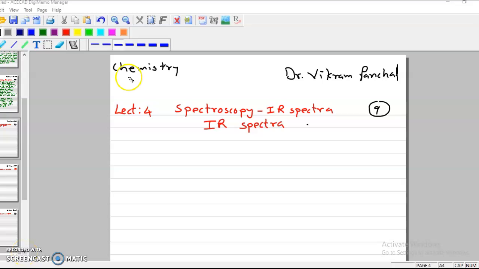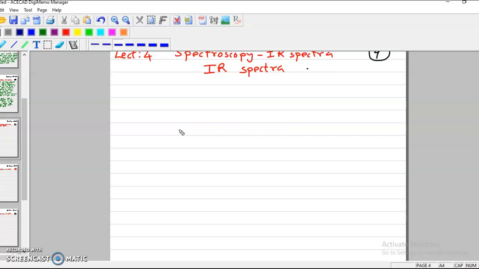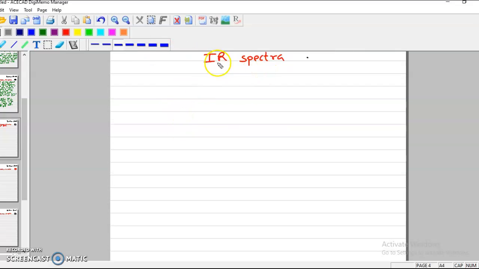This is Dr. Vikram Panchal and I'm dealing with chemistry spectroscopy. This is the chapter on IR spectra and this is lecture number 4. I will explain to you what IR spectra is in this lecture. Basically, infrared is radiation, electromagnetic radiation, light.